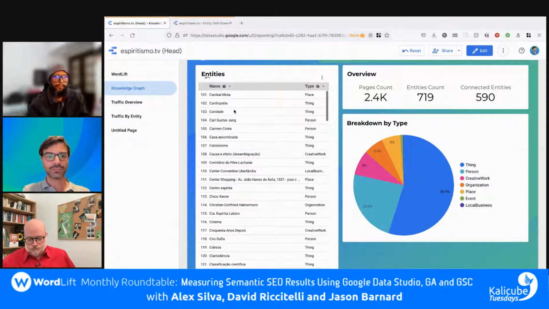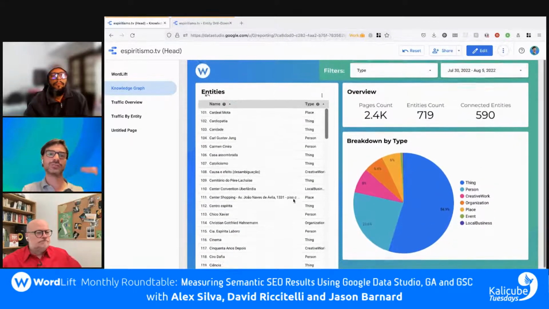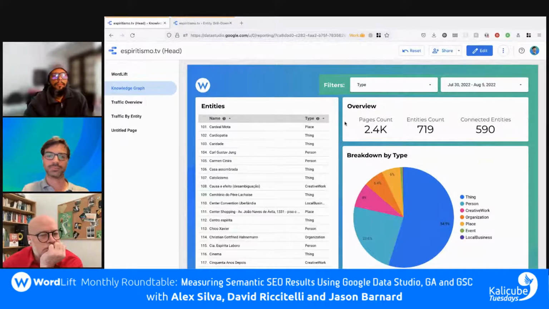We can see, for example, here that cardiopatia is a thing, or caridade is a thing. I think caridade is charity, right? So maybe it doesn't fall in a schema.org type, but it's yet a thing. So it's something that Google can recognize. So in this specific site, we can see that more than half of the entities are things. Then we have lots of persons, then creative works, organizations, and so forth. So this is the first page, to give an idea about the types.